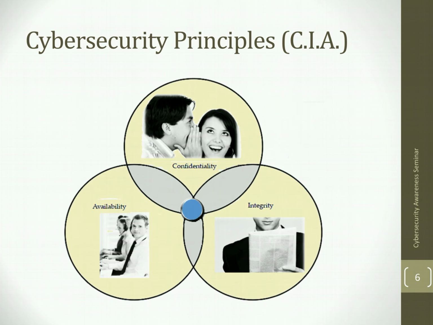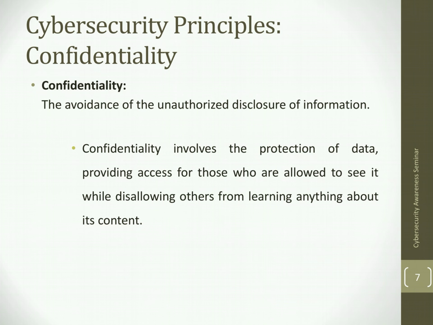So what are the cybersecurity principles? We have three principles, the CIA: confidentiality, integrity, and availability. So what do we mean by these principles? Confidentiality is the avoidance of unauthorized disclosure of information, maybe personal information if we are talking on the personal level, but it can also be organizational information. This is when we talk about future plans for companies, sometimes the budget, and also some information about their employees and their plans.